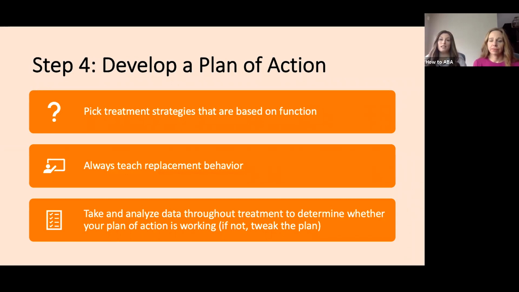And with that plan, we want to continually take and analyze the data so that we know, is this plan working? So continuing the data with the plan.